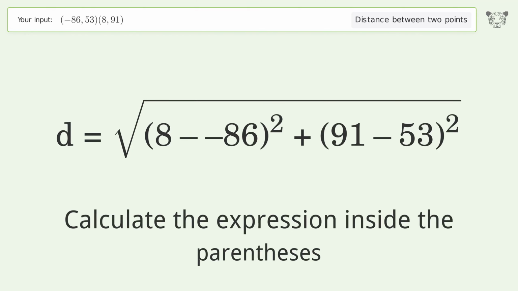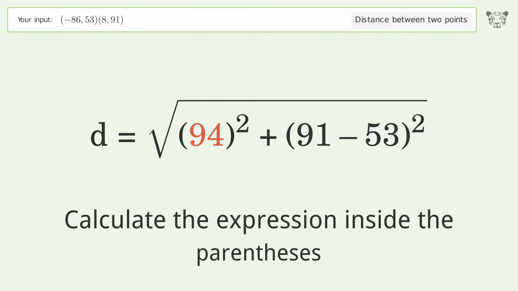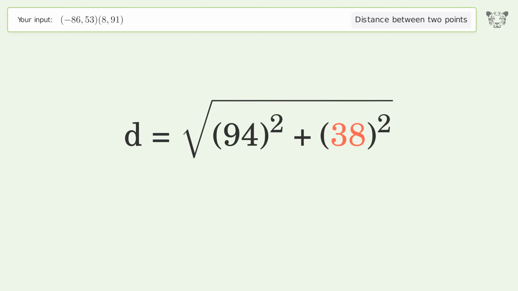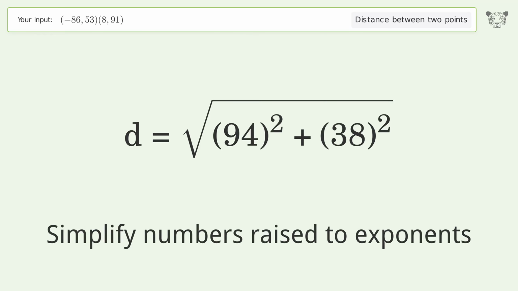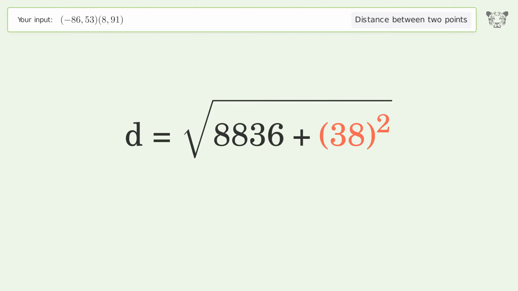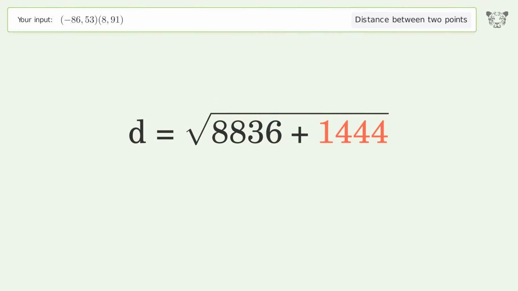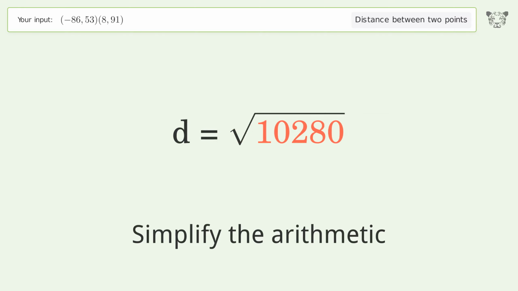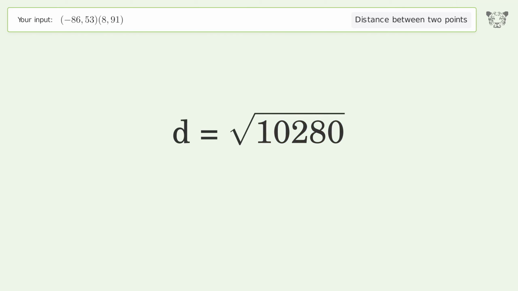Calculate the expression inside the parentheses. Simplify numbers raised to exponents. Simplify the arithmetic. And so the distance between the 2 points is the square root of 10,280, or 101.39.